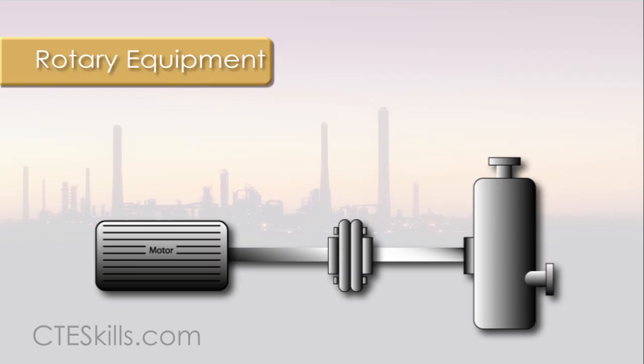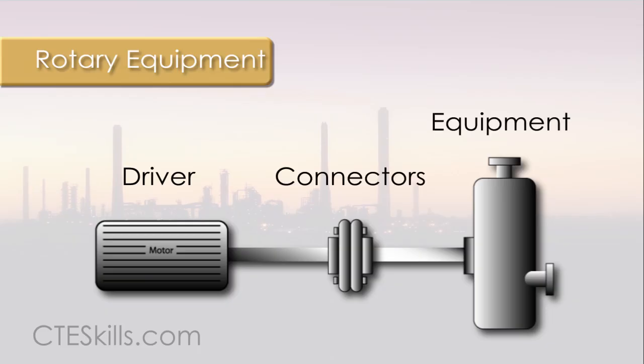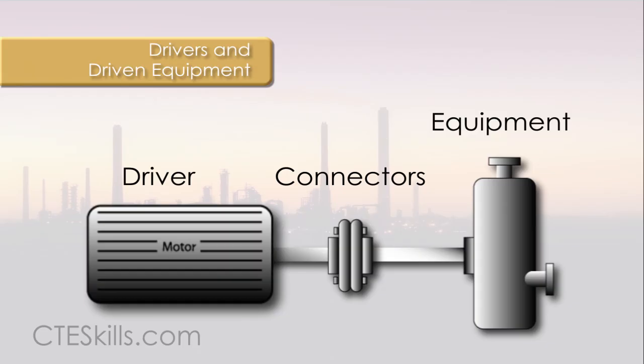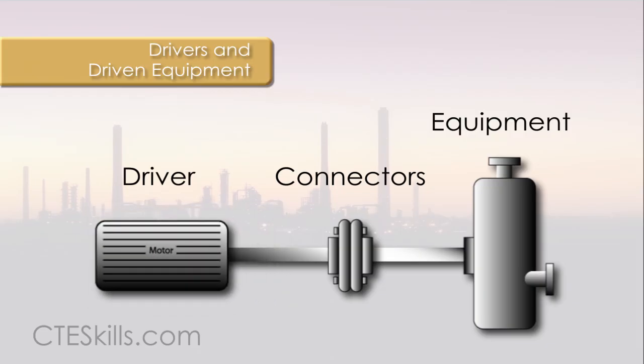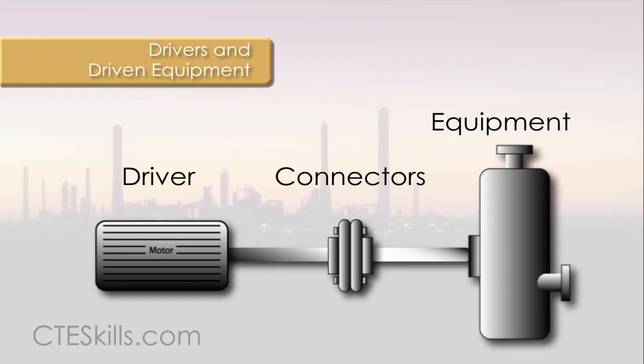All rotary equipment is made up of a driver, connector, and the driven equipment. The driver is what provides the rotational energy to the driven equipment. An example would be an electric motor. Examples of driven equipment would be fans, compressors, or pumps.